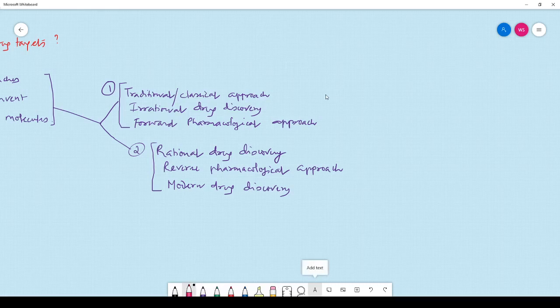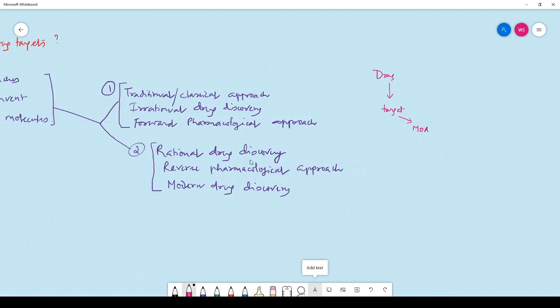In the traditional or classical approach, we have a drug and we try to find its target. Why do we need to find the target? Because we can understand the mechanism of action and then we can modify the drug to get a better drug.